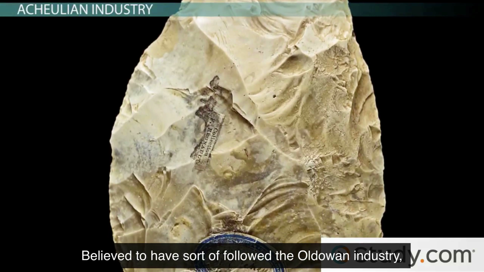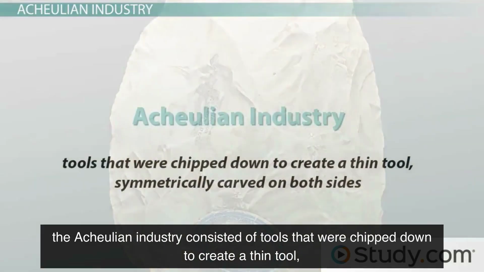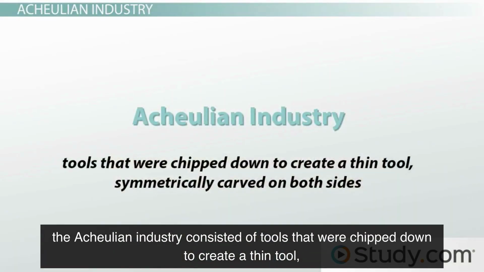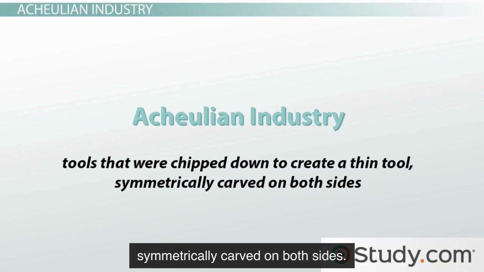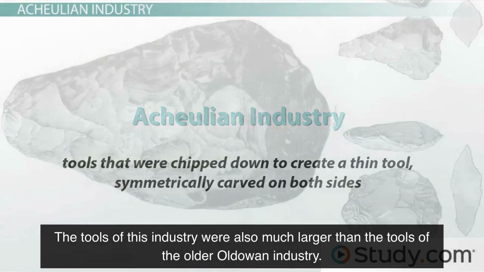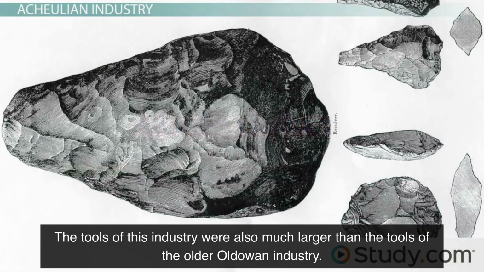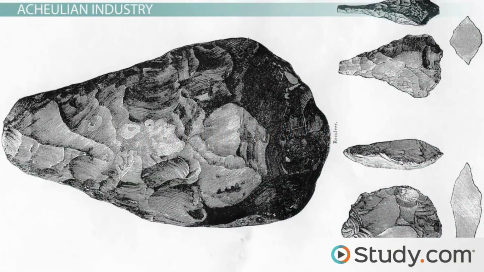Believed to have followed the Oldowan industry, the Acheulean industry consisted of tools that were chipped down to create a thin tool symmetrically carved on both sides. The tools of this industry were also much larger than the tools of the older Oldowan industry.